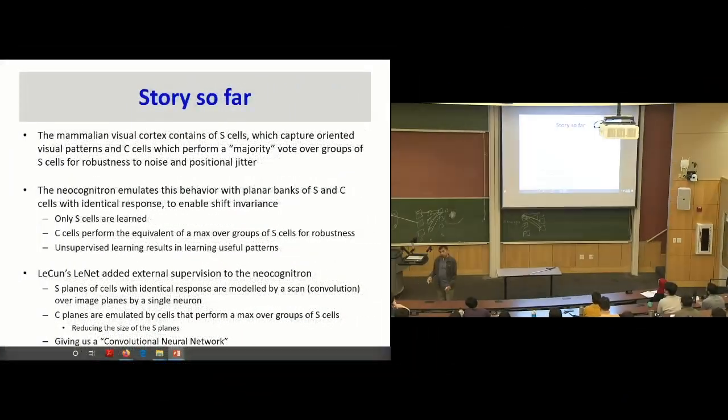Unsupervised learning within this model actually ends up learning useful patterns. LeCun's LeNet added external supervision to the neocognitron, and here the S planes of cells with identical response were modeled with a scan, a convolution, and the C planes are emulated by cells that perform a max over groups of S cells, which reduce the size of the S plane. And this gave us the convolutional neural network.